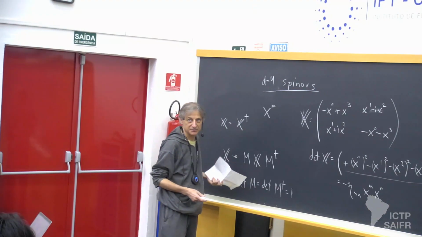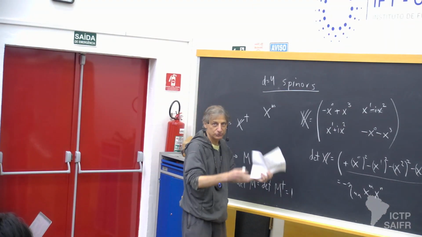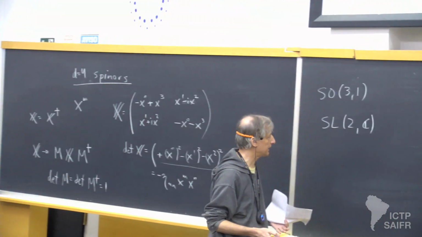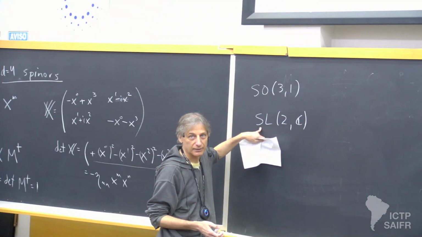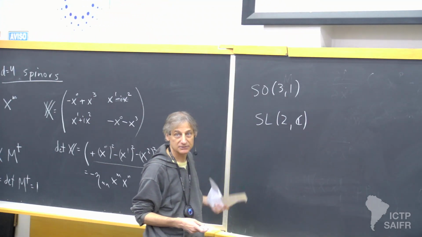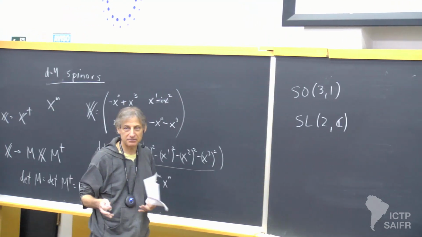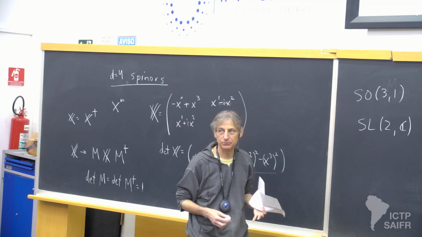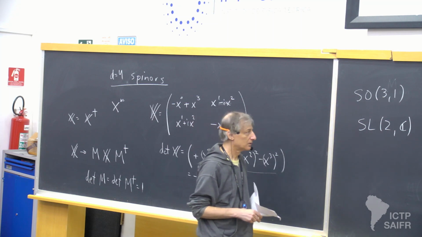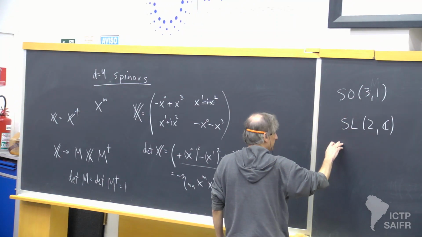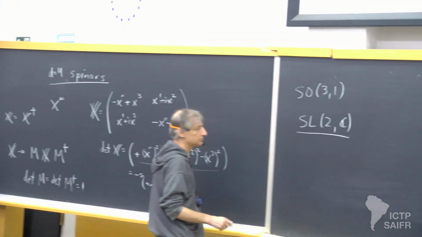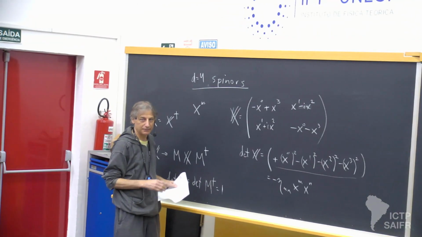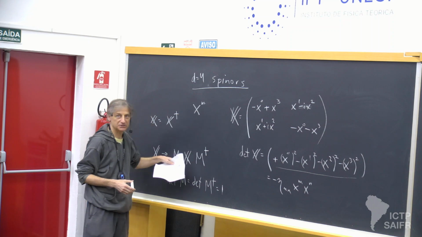Now, how many degrees of freedom does it have? M is a 2 by 2 complex matrix. It has 4 complex parameters, but the determinant is 1, so that means it has 3 complex parameters. 3 complex parameters are 6 real parameters, which is the same as SO(3,1). You have the 3 rotations and the 3 boosts. So an alternative way of defining Lorentz transformations is using matrices which take values in SL(2,C). And of course, the two are related. Any rotation or boost can also be described as this matrix.